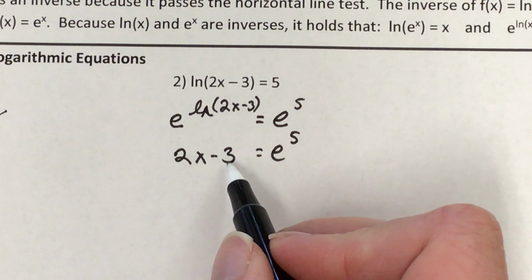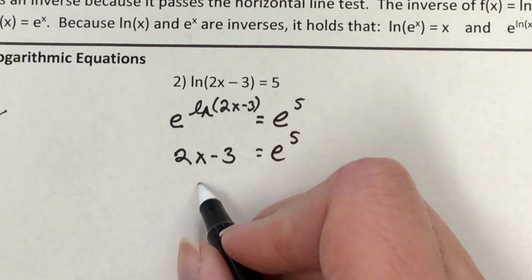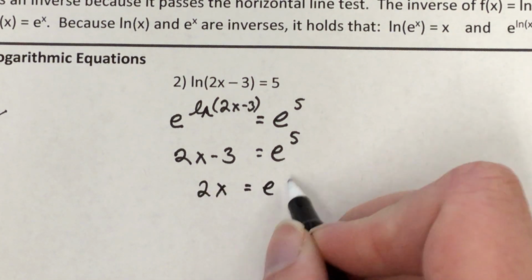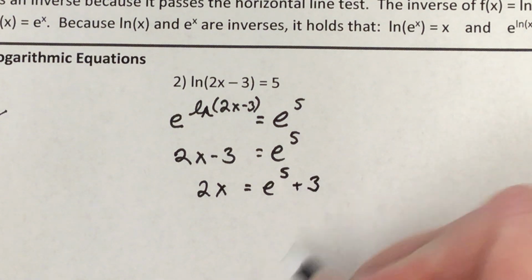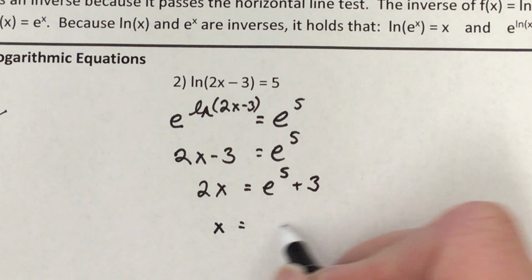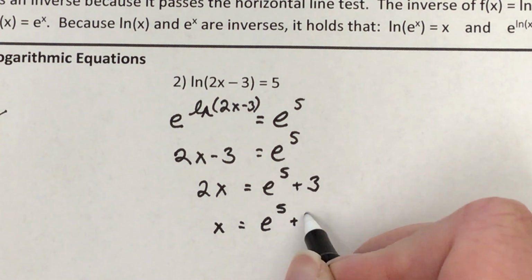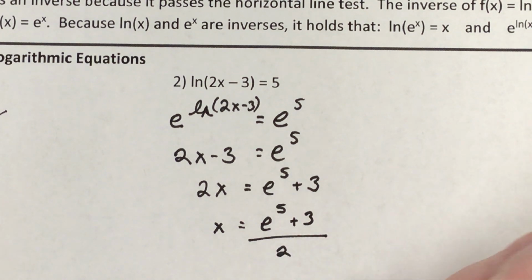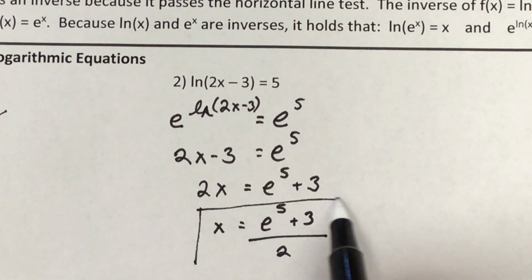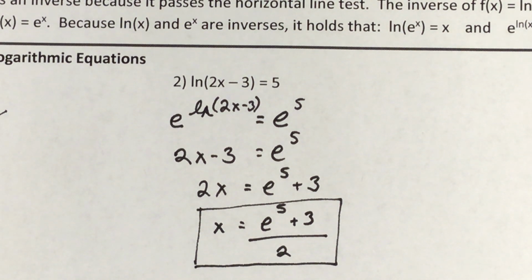We can solve for x now by adding 3 and dividing by 2. 2x equals e to the 5th plus 3, and then divide both sides by 2. x equals e to the 5th plus 3, all of that over 2. x is by itself, so that is our answer.